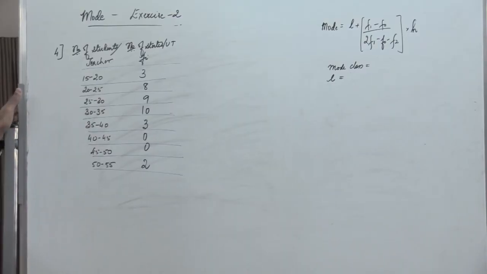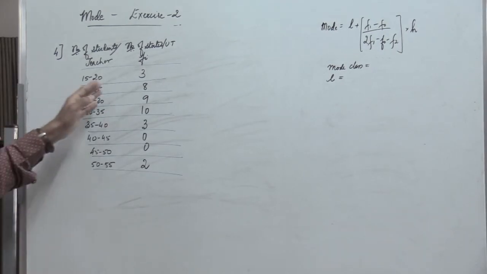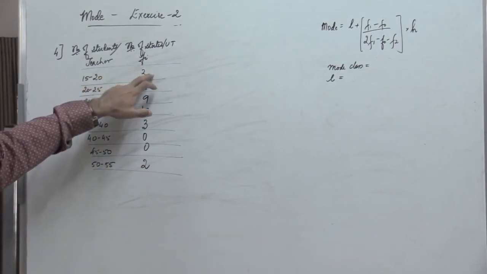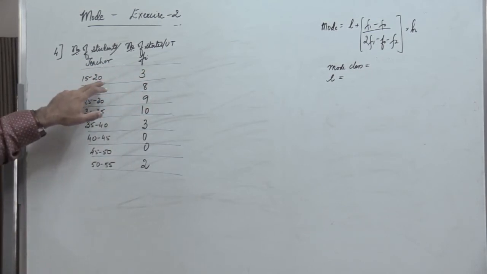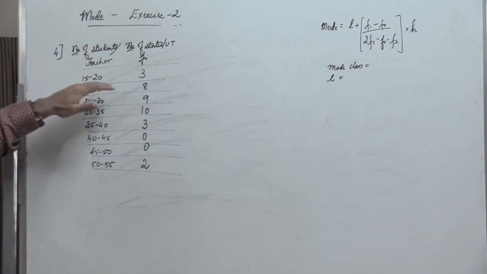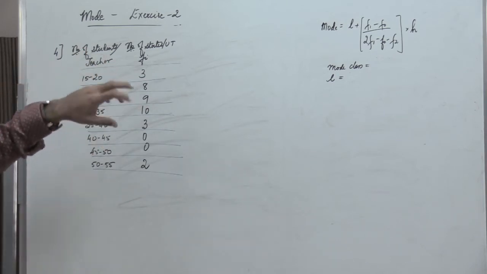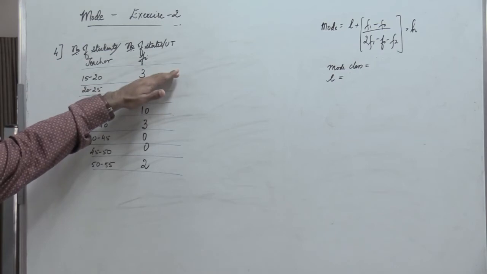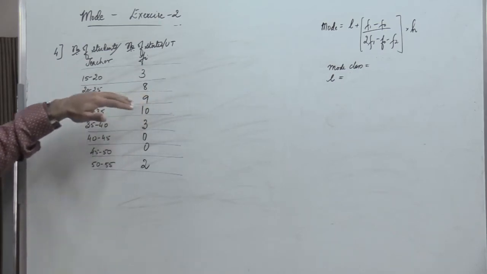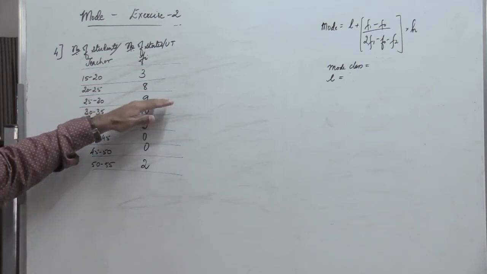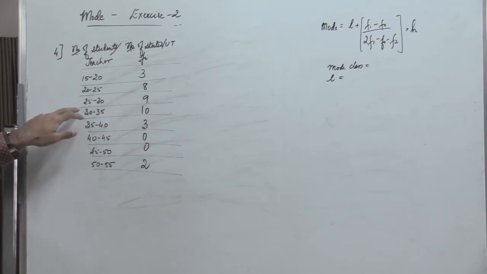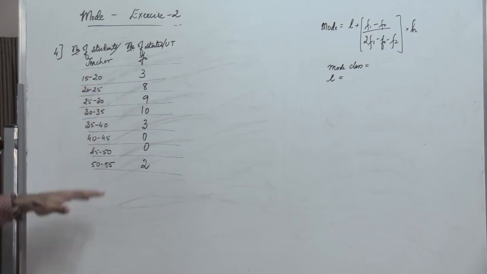So in the fourth problem, we are given the number of students per teacher and the number of states. So we find that in 3 states, the student-teacher ratio lies between 15 to 20. That means for every 15 to 20 students, there is one teacher, and this is in 3 states. And in 8 states, the student-teacher ratio lies between 20 to 25. In 9 states or union territories, the student-teacher ratio is 25 to 30 and so on. So we need to find the mode as well as the mean.